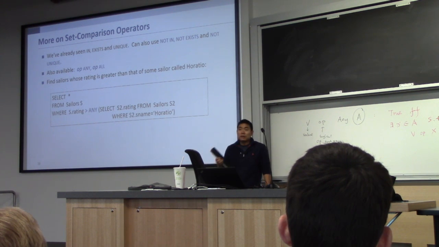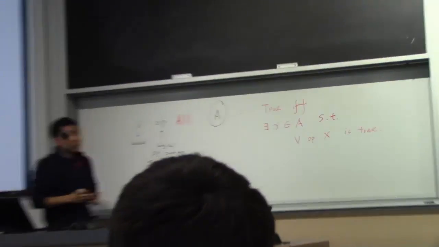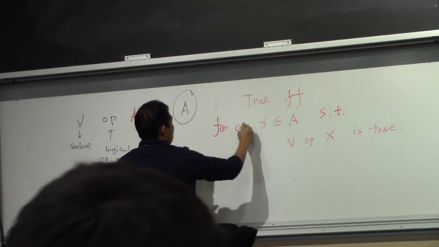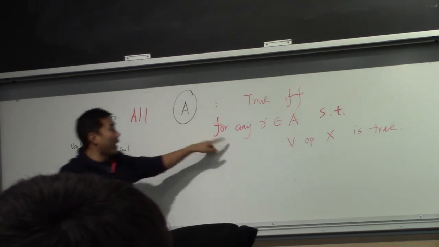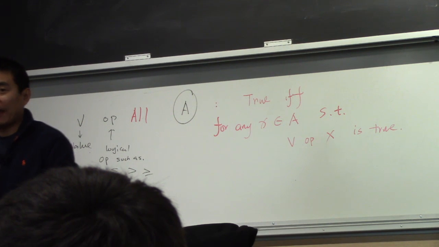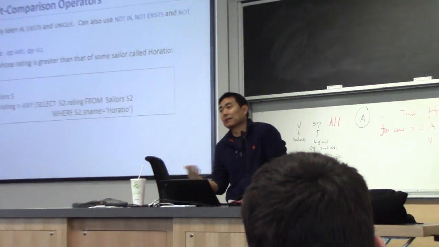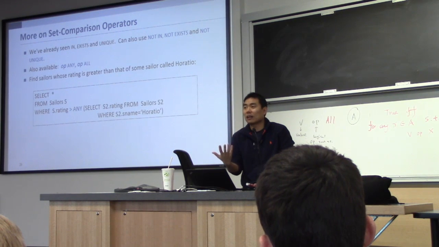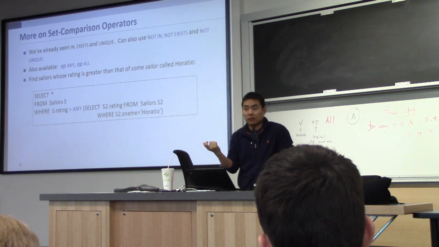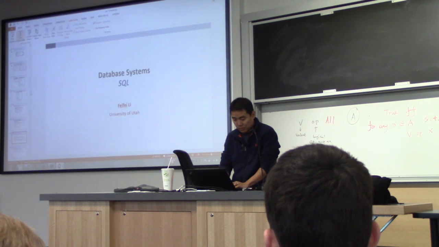Does that make sense? This is my value V in that construction over there. This is the marked set A over there. My operator in this particular example is greater than. I'm using any. What that means is this whole thing is a Boolean expression, and it evaluates to true if and only if there is a rating value from this inner block that's less than the current sailor's rating value. If that's the case, I return such a sailor. So at the end of the day, what you find from this query is all the sailors whose rating is better than at least one of the Horatio sailors. Okay? So that's what this query does.